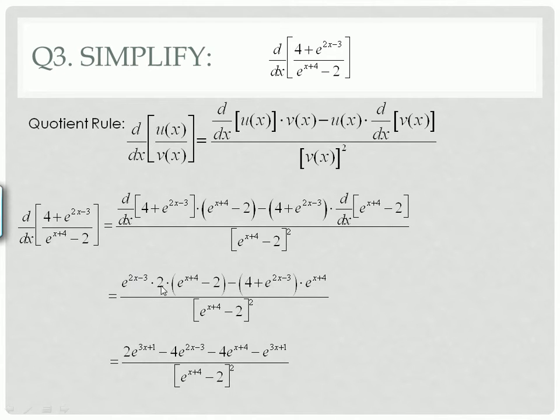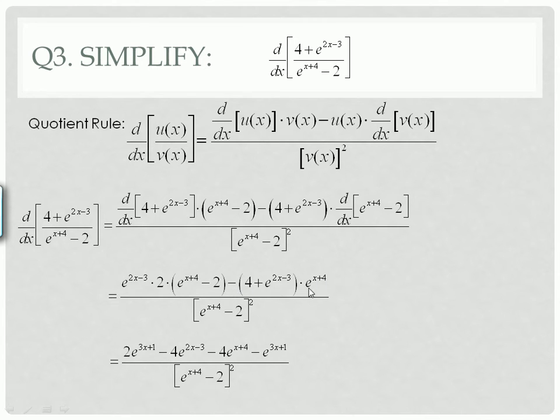So to remove parentheses, this first set of parentheses, you're going to multiply by 2e to the 2x minus 3. And when you multiply e to the 2x minus 3 times e to the x plus 4, you add the exponents, which will give you 2x plus x gives you 3x, and negative 3 plus 4 gives you a plus 1. And then when you multiply this 2e to the 2x minus 3 times 2, you get 4e to the 2x minus 3.